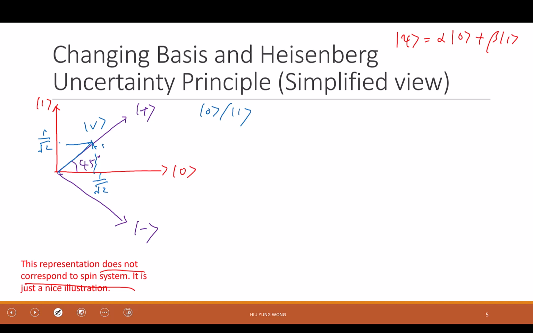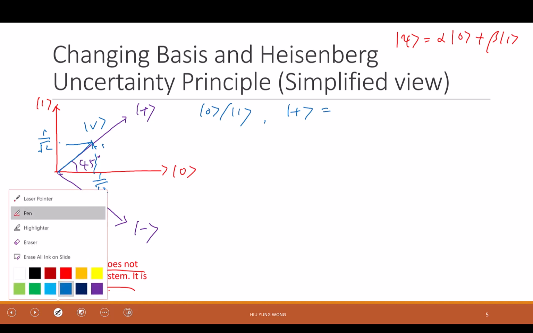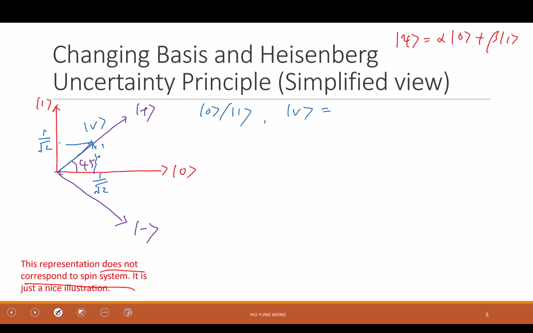How do I represent this vector V? Great. 1 over square root 2, 0, plus 1 over square root 2, 1, right? Good. I want to write it in the column form because I feel it's a waste of time otherwise. But of course, there's some reason, because we do matrix multiplication. How do I write it in a column form? 1 over square root of 2, 1 over square root of 2.